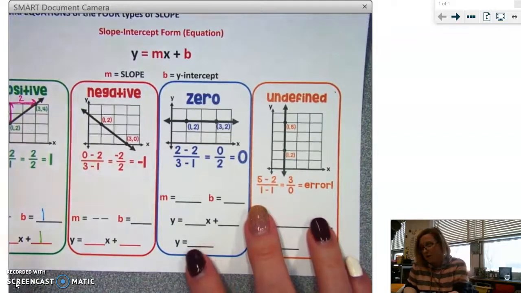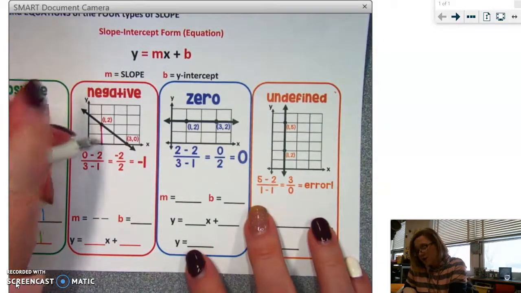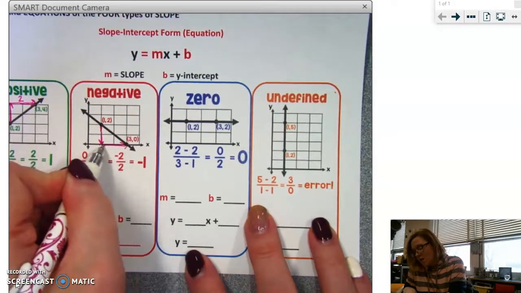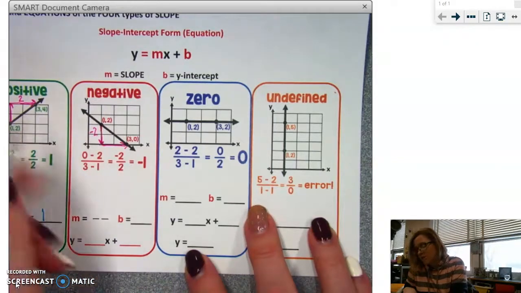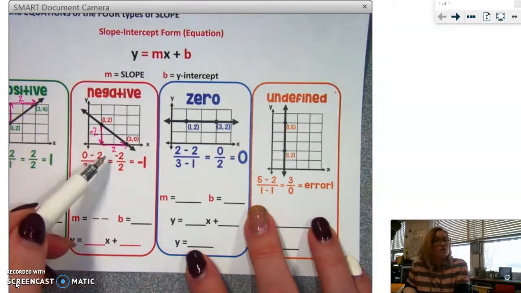So we look at our negative. We're going to do the exact same thing we did before. Let's go from these 2 points. This time I'm going to go down and run. So if I go down, I'm going to go -2 because I'm going downwards with my number line, and then I'm going to run 2, and that's positive. So down 2 over 2.